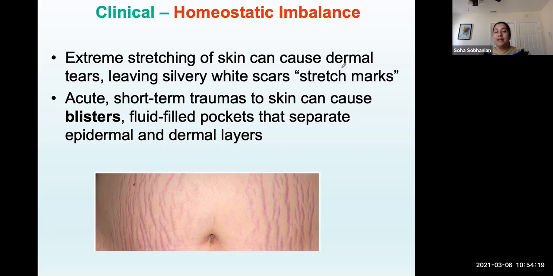The blisters, on the other hand, is when you have your skin being rubbed against another surface. Because of the friction, your dermis and epidermis separate from each other, and the space that is separated gets filled with fluid. That space is what creates the blister. So it's literally a fluid-filled pocket between the epidermis and the dermis layer.